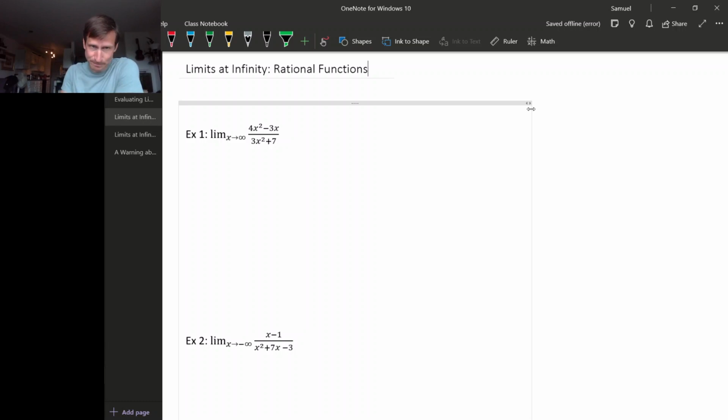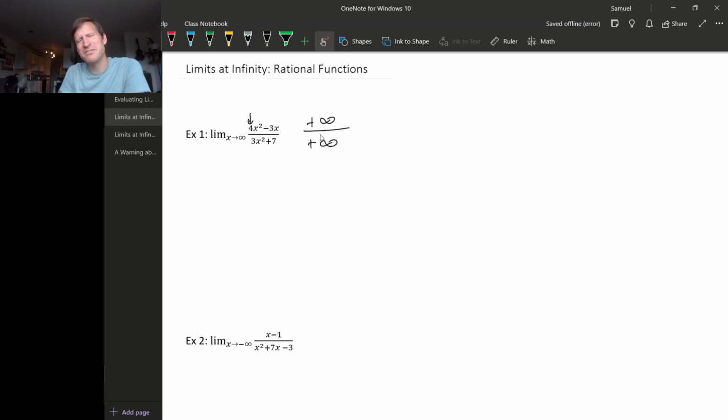So for example, think about calculating the limit as x goes to infinity of this rational function, 4x squared minus 3x over 3x squared plus 7. So you might just think, well, the numerator is a quadratic that opens upwards because it has a positive leading coefficient. And so as x goes to infinity, the numerator is going to go to plus infinity. And the denominator is also a quadratic that opens upwards, and so as x goes to infinity, it will also go to plus infinity. And now we have infinity over infinity.